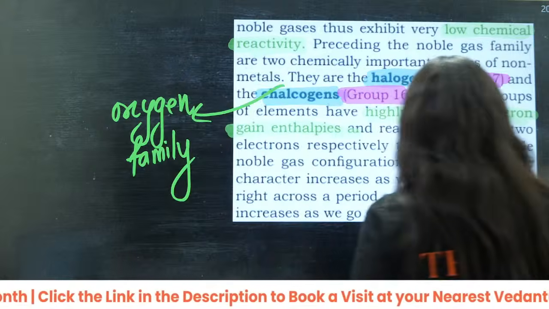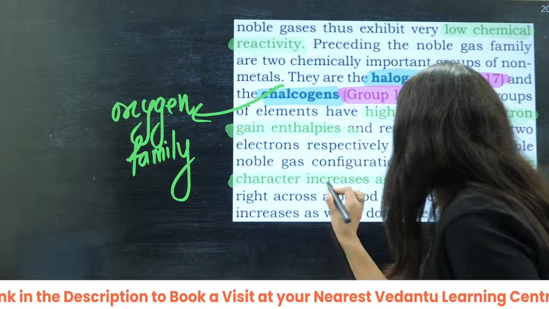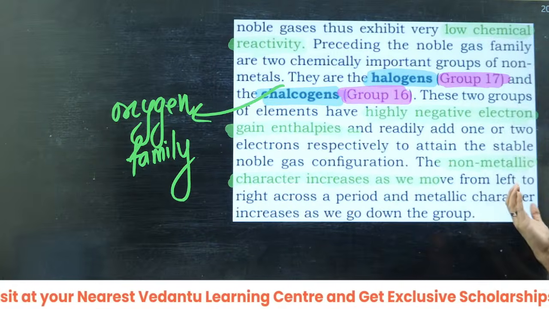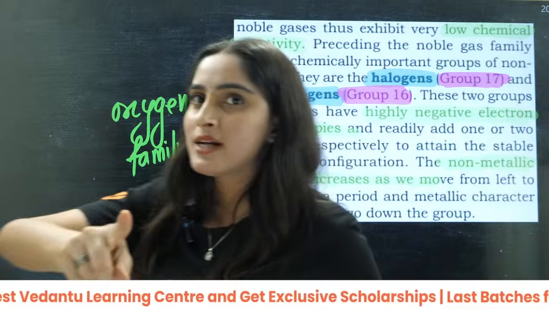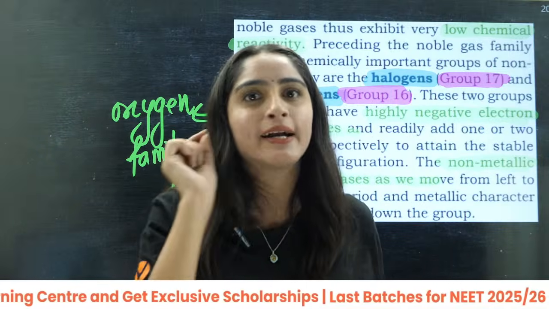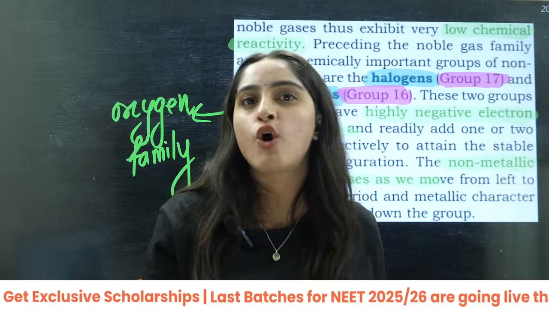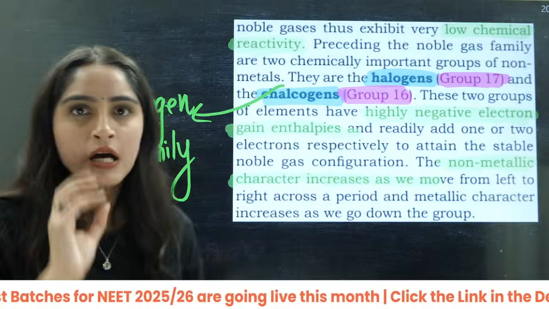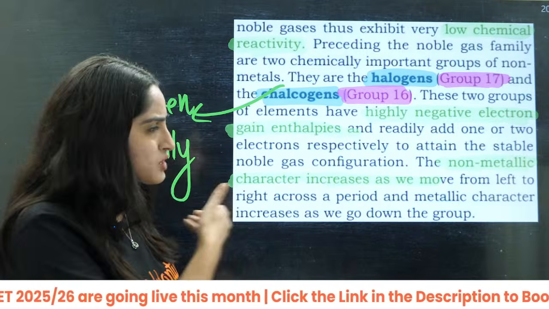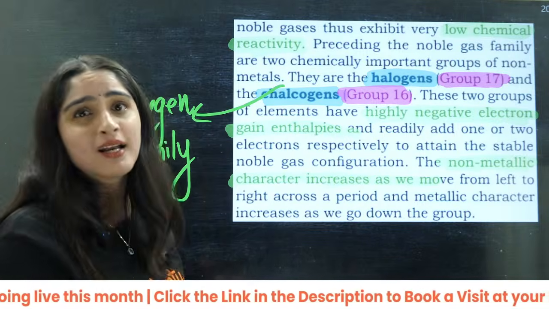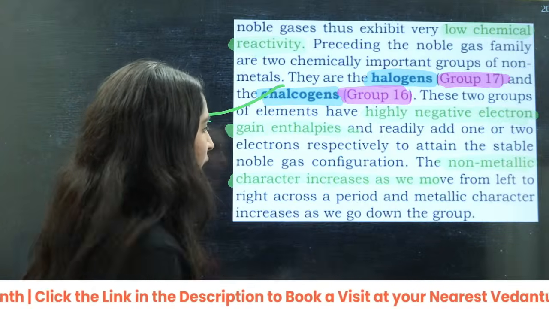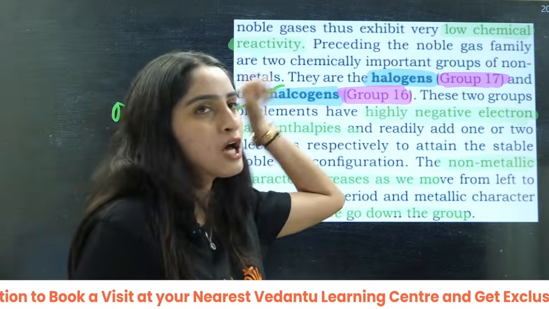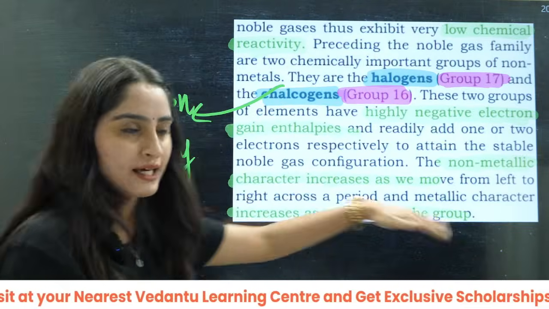Then, bacha, the non-metallic character increases from S to P. For those students who are confused about trends, a dedicated lecture in the next class will be based on trends from NCERT. From exactly your NCERT book, I will pick those up. Even now you see your NCERT, I have not skipped even a single line. So from left to right across the period, non-metallic character increases, and as we go down the group, metallic character increases.